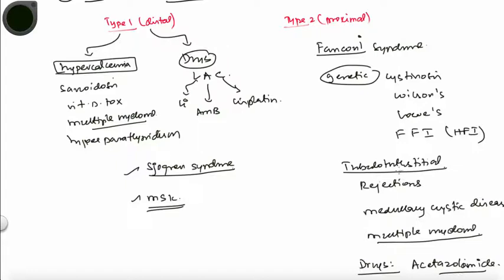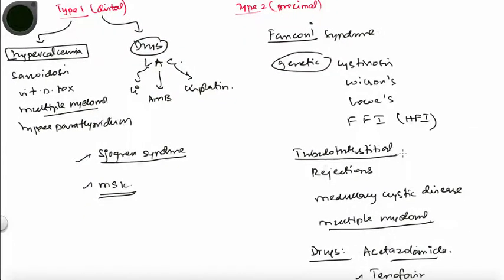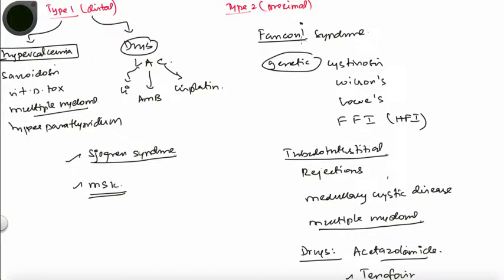These are essentially the causes of proximal and distal RTA, and do not forget these causes for sure. As a recap, type 1 distal RTA: hypercalcemia, certain drugs, Sjogren syndrome and medullary sponge kidney. And type 2 are the proximal RTAs, especially the Fanconi syndromes. Everything except acetazolamide comes under Fanconi syndromes.